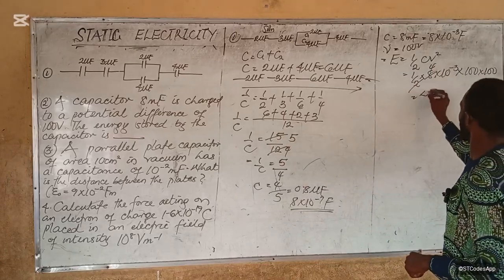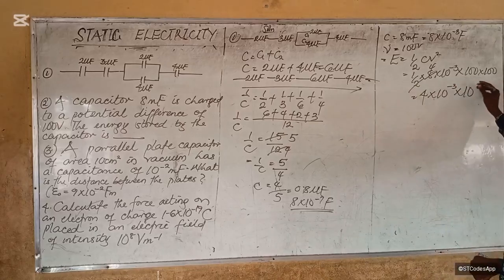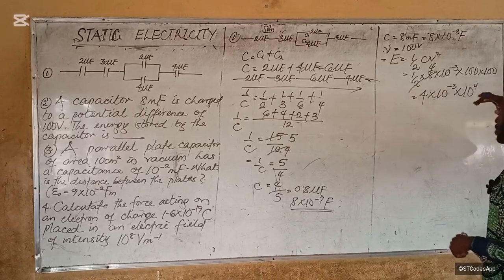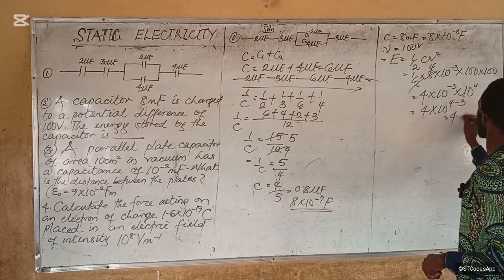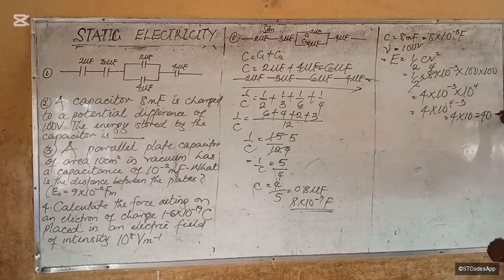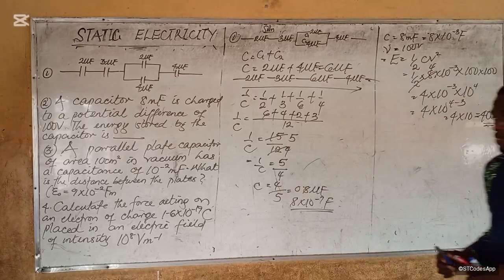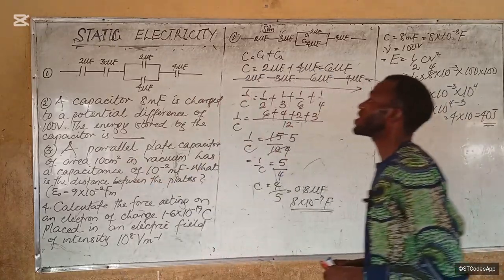This takes care of this. We have 4 here. Equal to 4 times 10 to the power minus 3 times 10 raised to the power 4. Does that make sense? So we have 4 times 10 to the power 4 minus 3, that is 4 times 10, which is 40. Now, energy stored, 40 what? Joules. Alright.